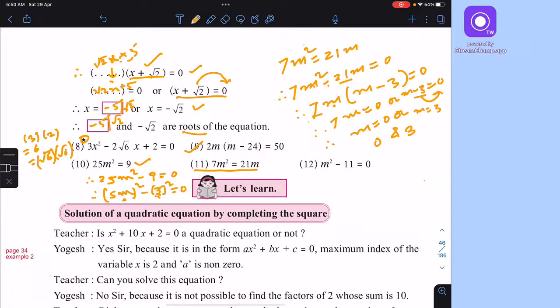You can check also. If you put 0, the left hand side becomes 7 into 0 square, which is 0, and the right hand side 21 into 0 is 0. So 0 is correct. If you put 3, 3 square is 9, 9 sevens are 63. And if you put m as 3, 21 into 3 is also 63. So you can check the answers also if you have time. So that way we have completed this. We shall see all these sums in detail again.